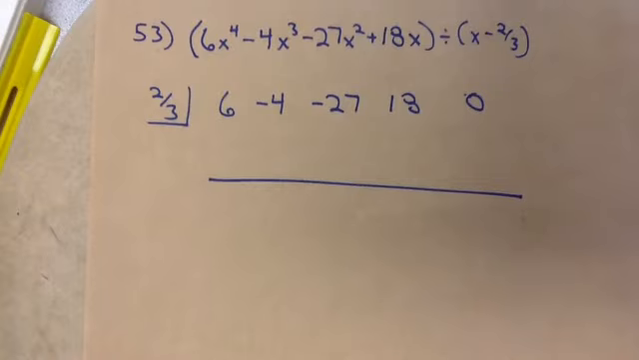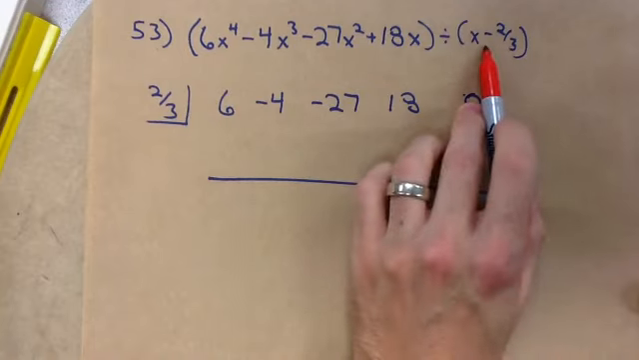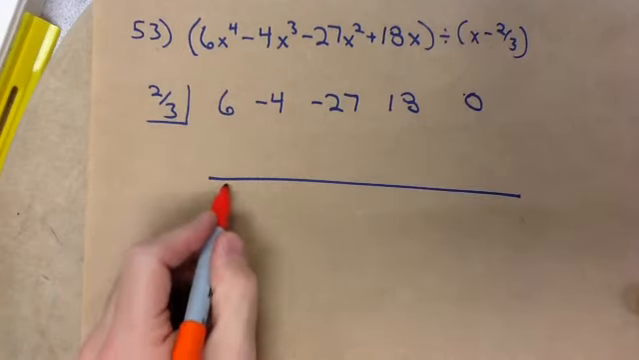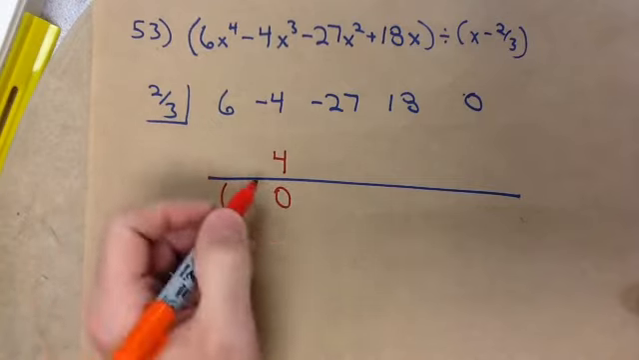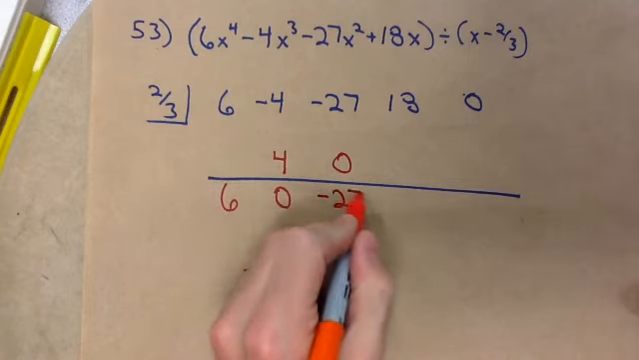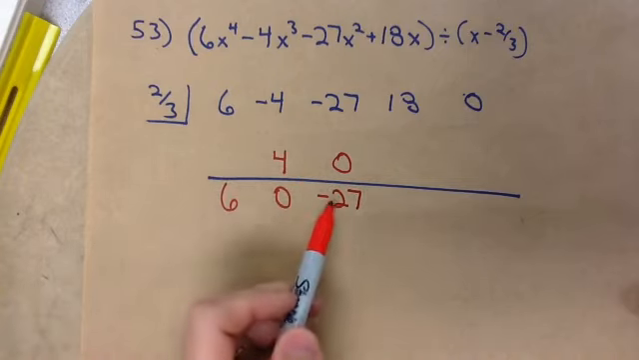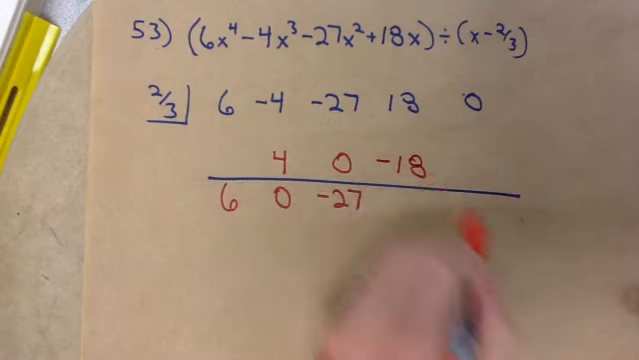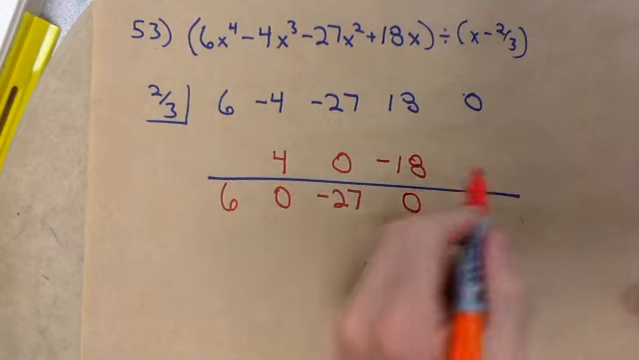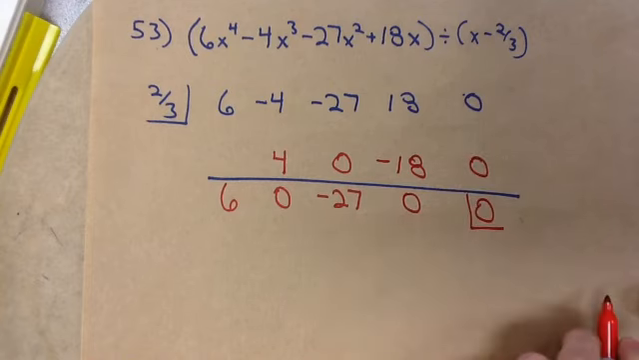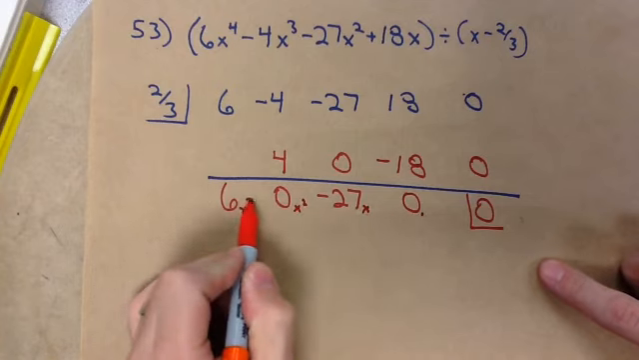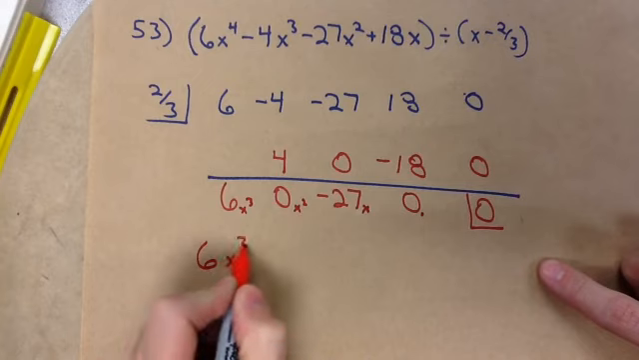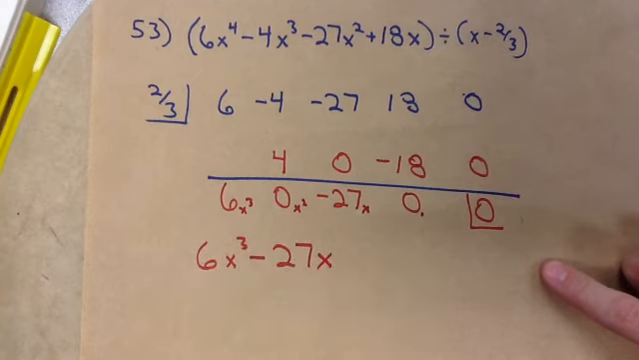Number 53, I'm looking at synthetic division. I have x minus 2/3, so 2/3 is my solution. 2/3 of 6 is 4. That adds to be 0. 2/3 of 0 is 0. Bring down the negative 27. 2/3 of negative 27 is negative 18. Add those, that is 0. And 2/3 of 0 is 0. So there's my remainder. I've got to be careful with this. This is my constant, this is my x squared, and x cubed. So my solution is 6x cubed minus 27x.